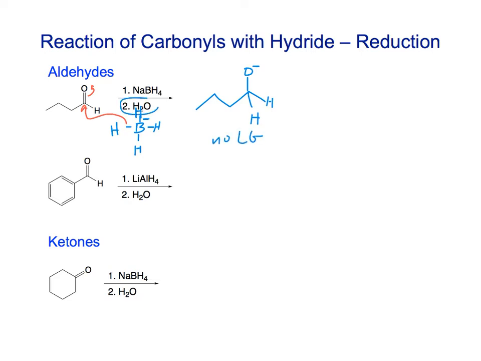So then we do step 2. We add water. And all that happens when we add water is that we just quench the reaction. We protonate everything that's basic at all, including this alkoxide. And we get this product here. All right, so we start with an aldehyde. We get a primary alcohol.